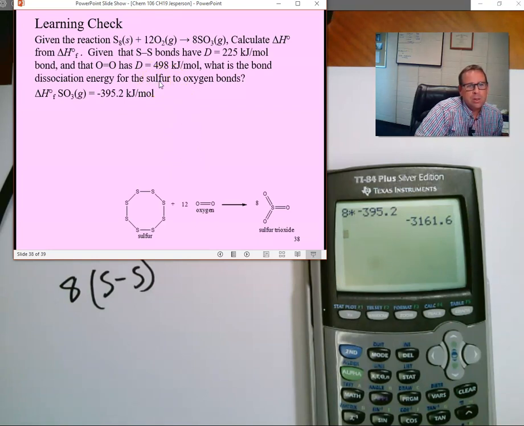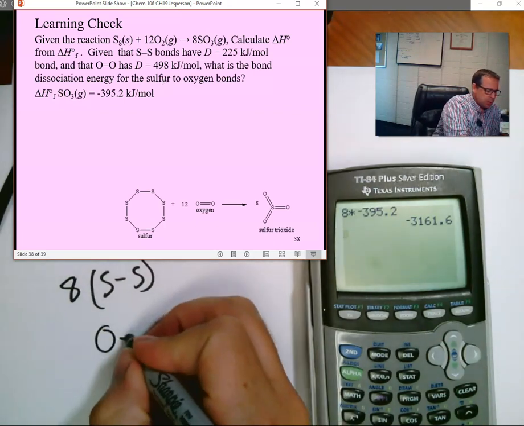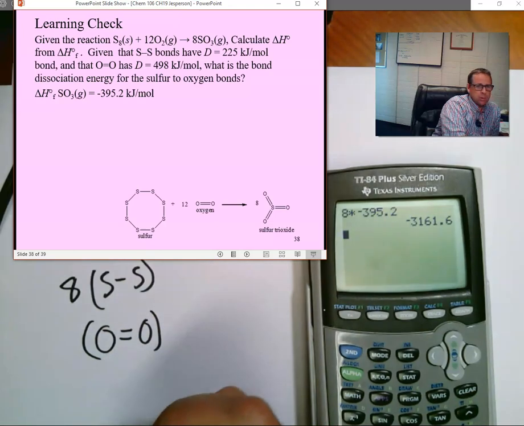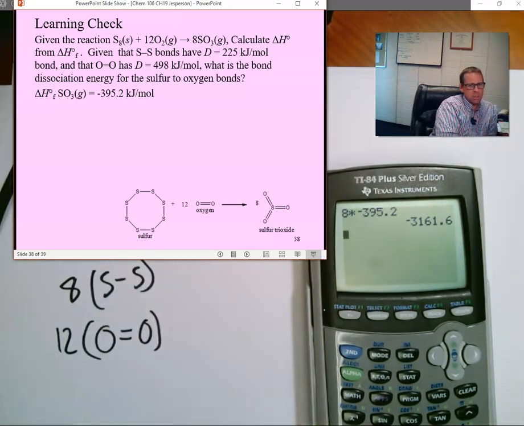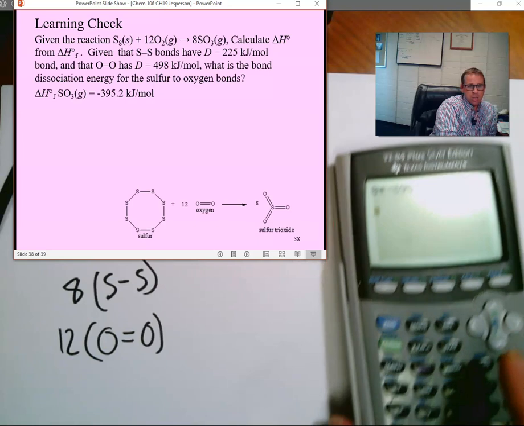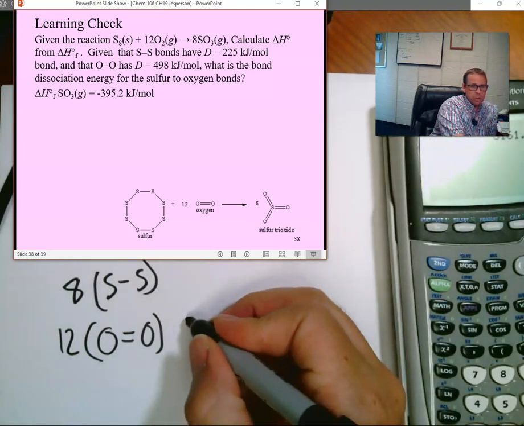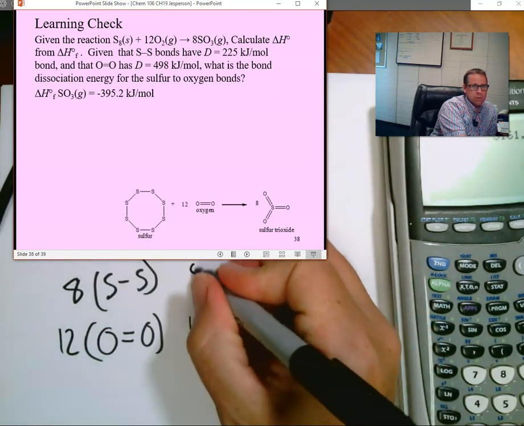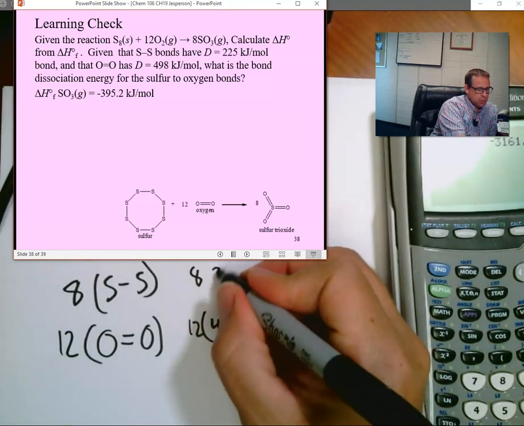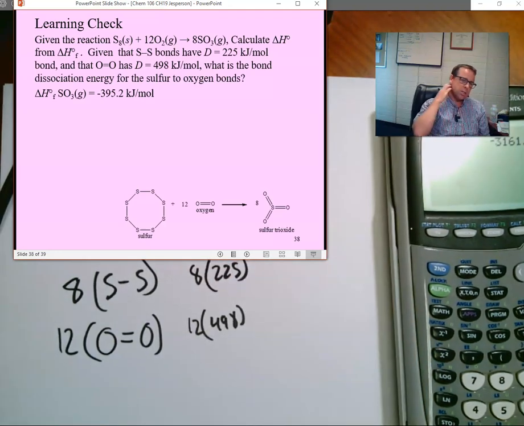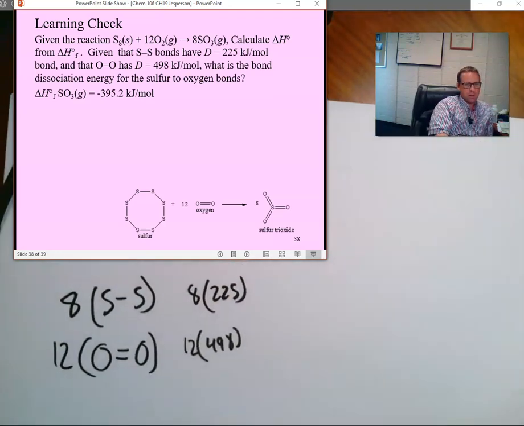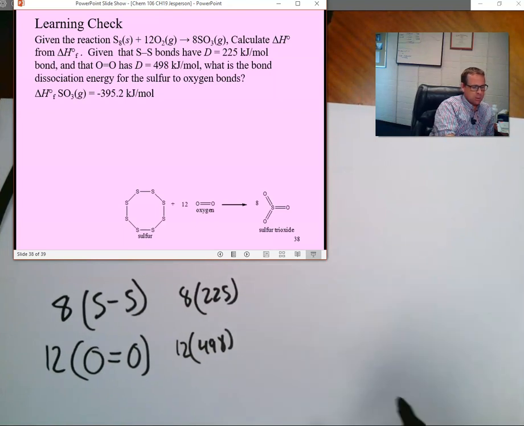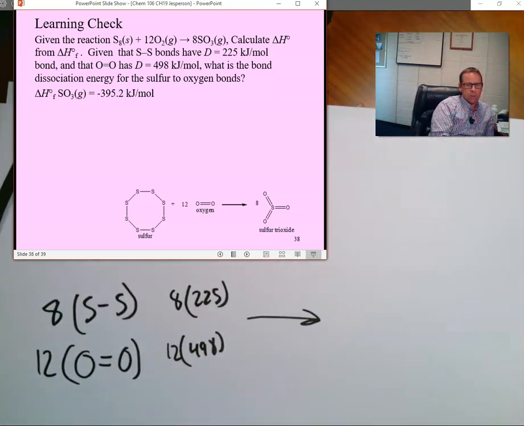Yeah. So we have how many of those oxygen-oxygen double bonds do we need to break? 12. 12 of those oxygen-oxygen double bonds. The energy for the oxygen-oxygen double bond, we were told, is 498. The energy for the sulfur-sulfur bond, we were told, is 225. That's the dissociation energy, the energy to break them, right?